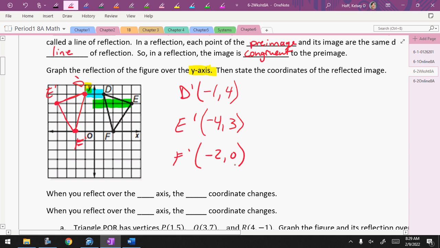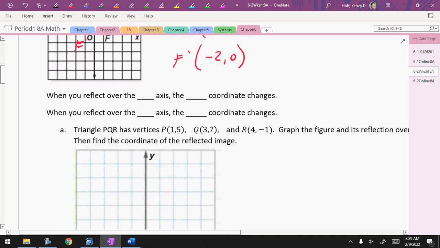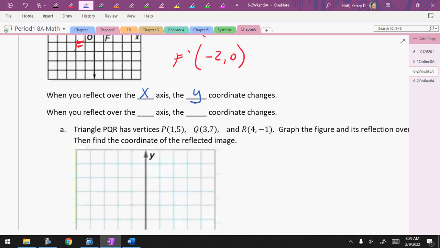You guys always love to do things without the graph, which I've never had before. You guys are always really good about using just your coordinates, so I'm going to give you a trick. Okay? When you reflect over the x-axis, in your point, the y-coordinate changes. When you go over the x-axis, the y changes. So guess what the other sentence is going to say? When you reflect over the y-axis, the x-coordinate changes.